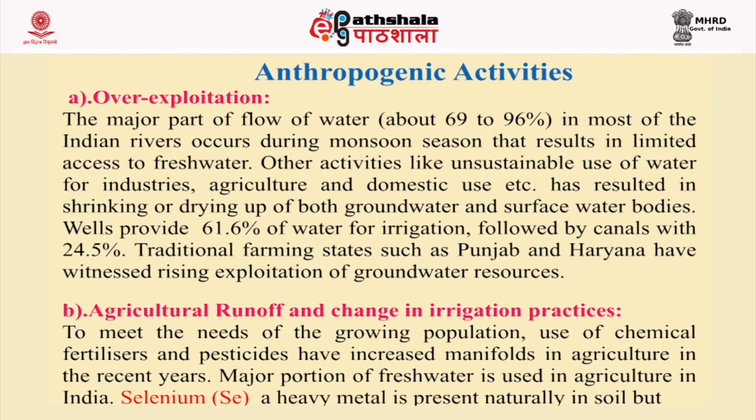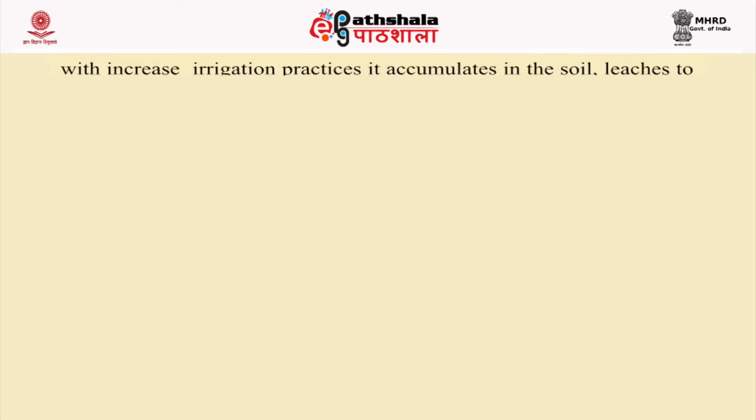Second factor is agricultural runoff and change in irrigation practices. To meet the needs of the growing population, use of chemical fertilizers and pesticides has increased manifold in agriculture in recent years. Major portion of fresh water is used in agriculture in India. Selenium, a heavy metal, is present naturally in soil, but with increased irrigation practices, it accumulates in the soil, leaches to groundwater and causes toxic effects.